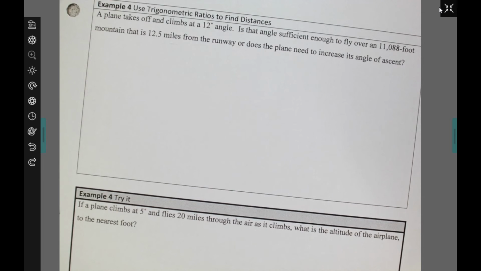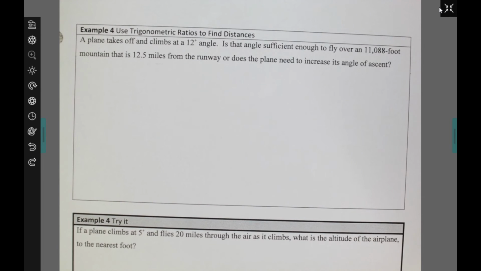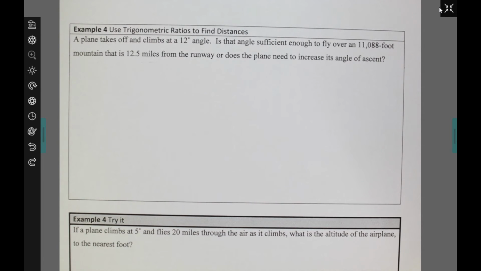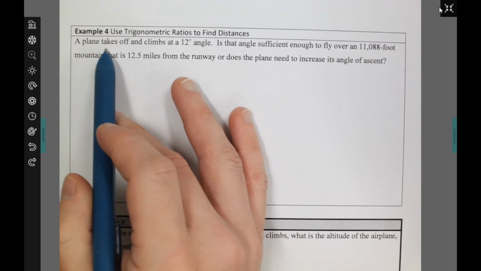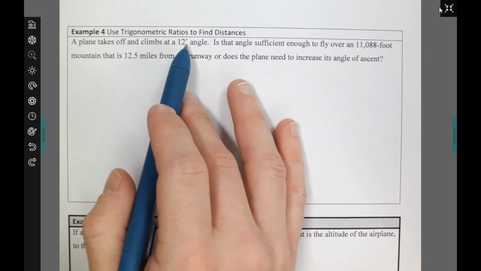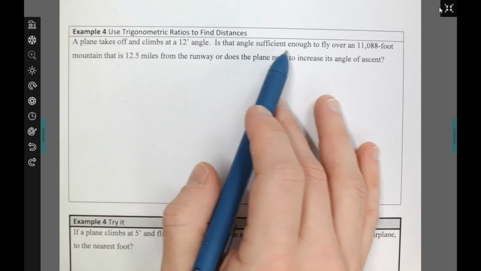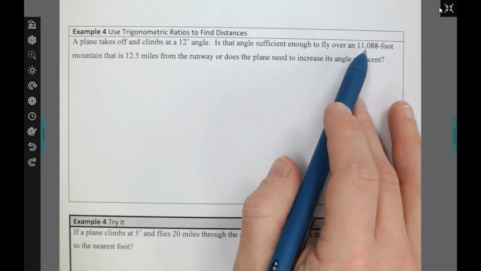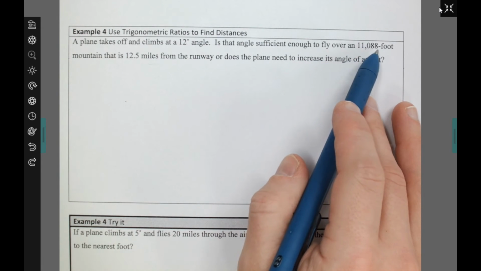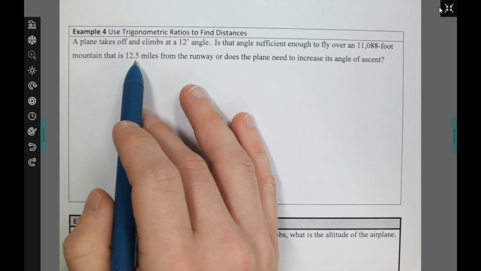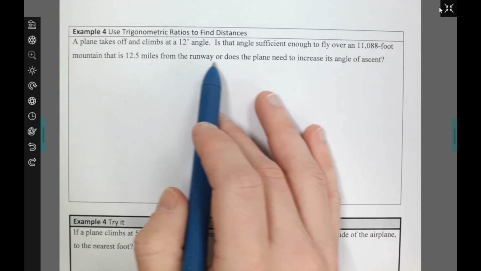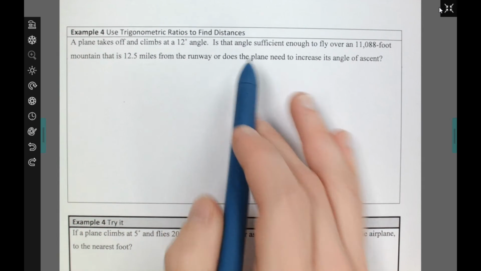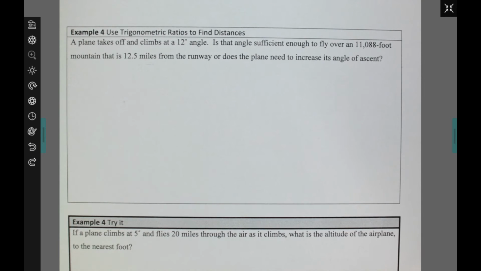Last thing we're going to look at today is story problem. Okay, example 4. On example 4, we have to draw our own picture. They tell us a plane takes off and climbs at a 12-degree angle. They want to know, is that angle sufficient enough to fly over an 11,088-foot mountain that is 12.5 miles away from the runway? Or does the plane need to increase its angle of ascent?